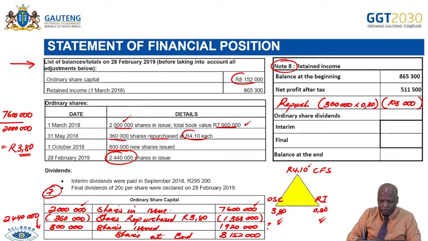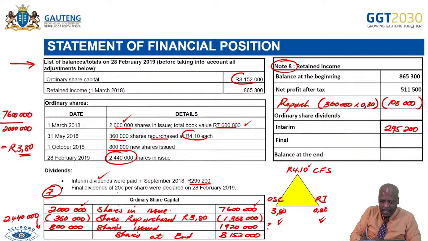We were then told that interim dividends were paid in September, 295,200. So that is not even a problem. So I'm just going to come here. It's 295,200. What were these? Interim dividends were paid.